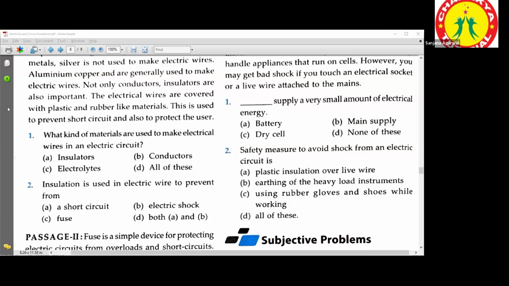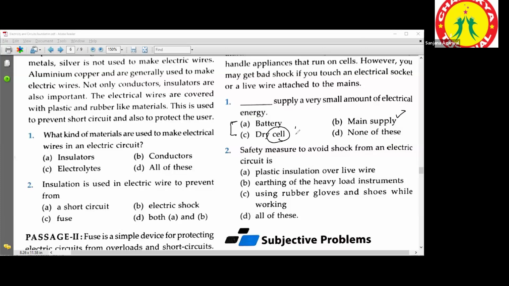Okay, now listen. What is the difference? You all know that the main supply is the one we see on the board at the entry. The voltage we are getting at that main board is enough and a good amount of voltage to run all the appliances in our home. So it does not give us a small amount, but a very good amount. Okay. Now, what's the difference between a battery and a cell?